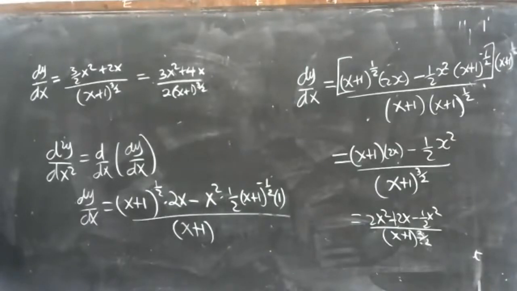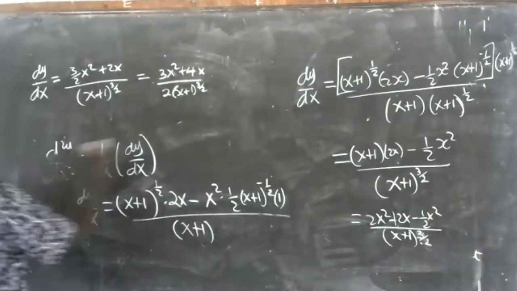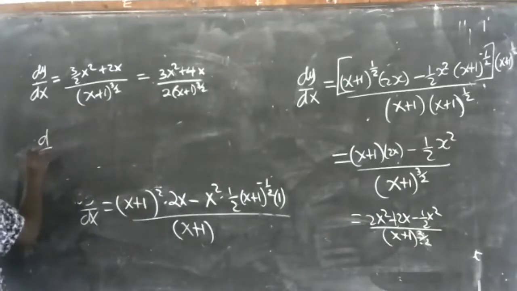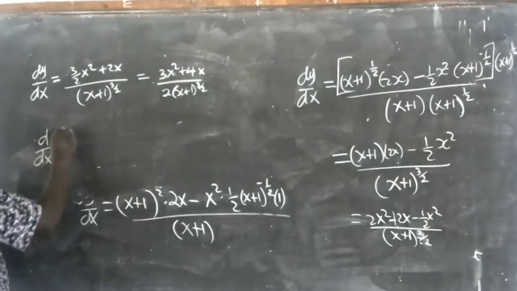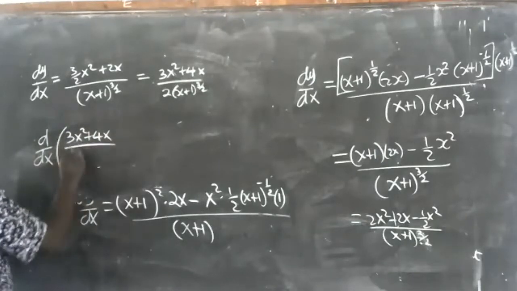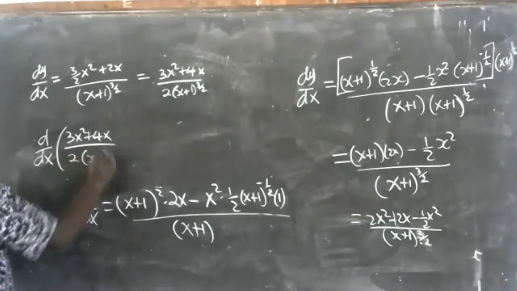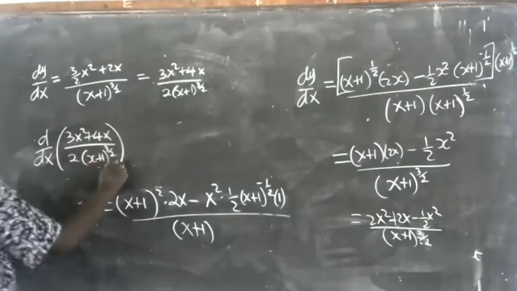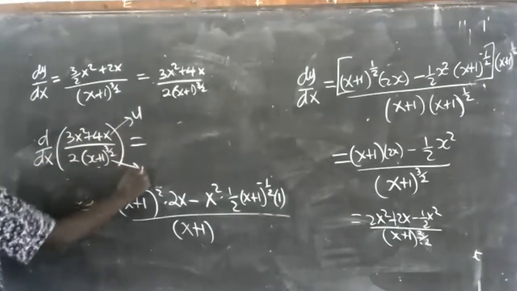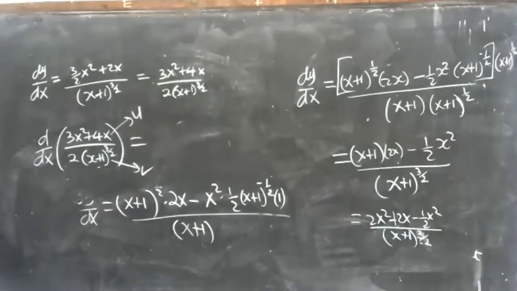So we just need to again differentiate that. I think we shall stop there, we'll finish that, because time is not there. So you guys run around, you need to rest a bit. So from here, differentiate again: 3x squared plus 4x over 2 times x plus 1 power 3 over 2. This one is your u, and this one here is your v. So we finish it off.